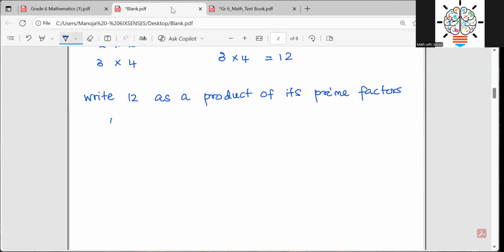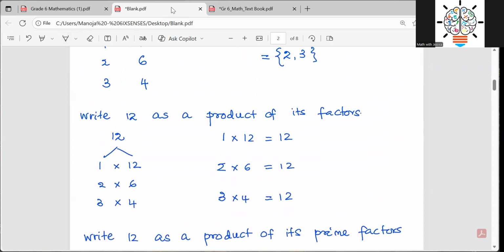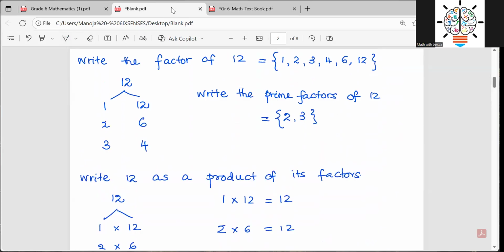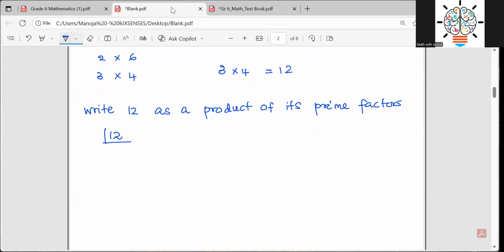How do you write this? You find the product. You start dividing because by now you know what the prime factors are, 2 and 3. So you divide this by 2, it gives you 6. Again, you divide this by 2, it gives me 3. You divide this by 3, it gives me 1. Then you write 2 times 2 times 3 equal to 12. Or else you can write 2 to the power 2 times 3 equal to 12.